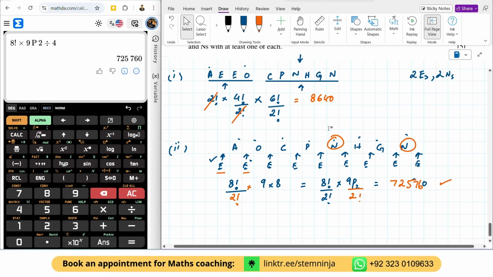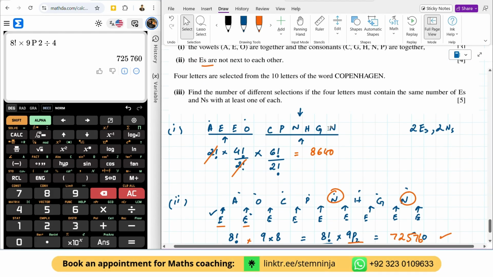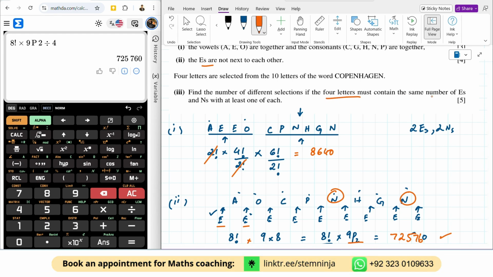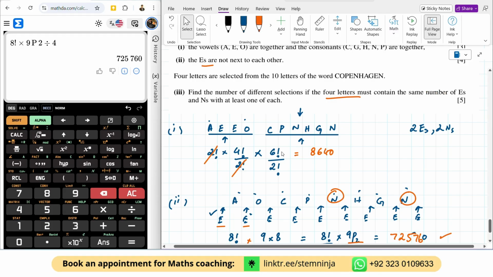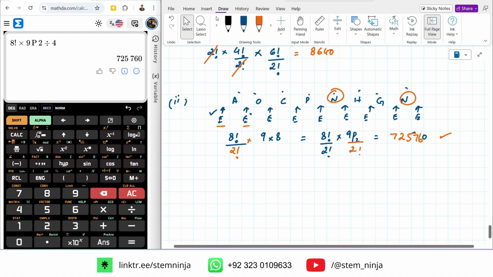Yeah, right. 4 letters are selected from the 10 letters of the word Copenhagen. Find the number of different selections if the 4 letters must contain the same number of E's and N's with at least one of each. So we have 2 E's, 2 N's, so there are only 2 possibilities over here. The E's and the N's, either you have 1 of each or you have 2 of each.